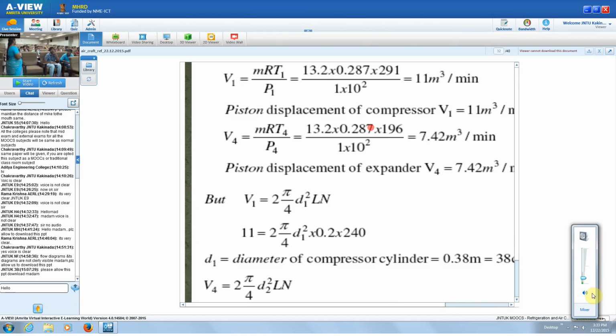Then in that problem, what we have assumed is compression and expansion are isentropic. But as we have seen in the main deviation, compression and expansion are not isentropic. And some problems may also be there where the pressure drop takes place during heat addition or heat rejection. So these are the three types of problems that come under the Bell-Coleman cycle.